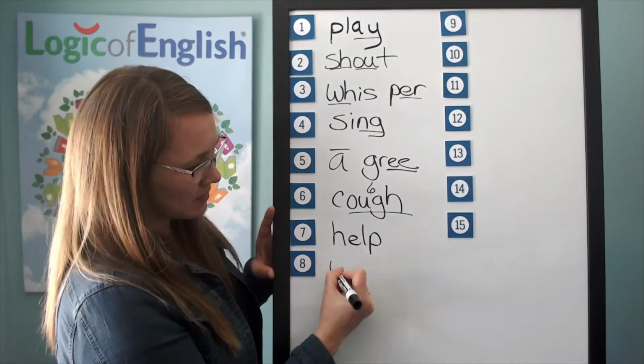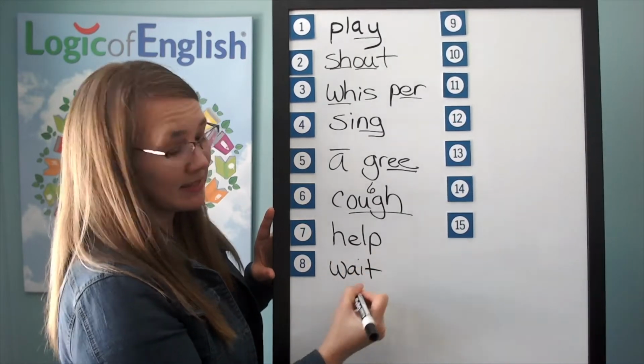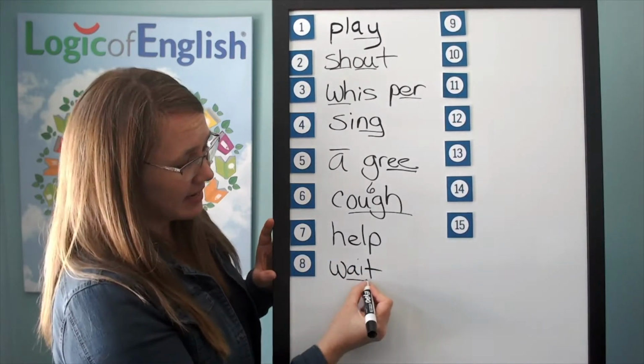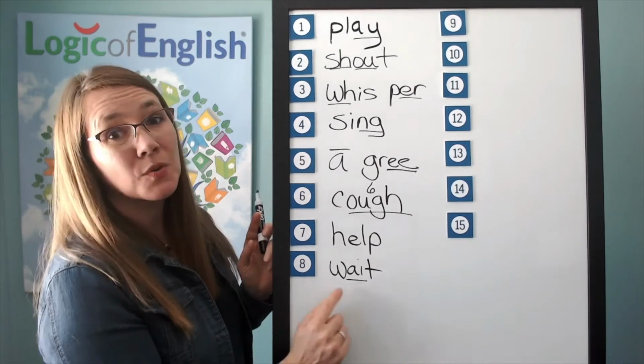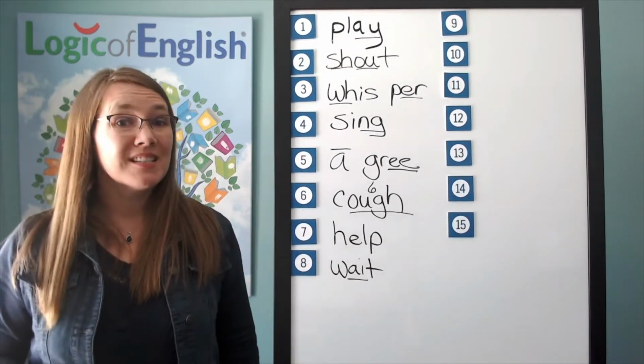And help me to write it. W-A-T. How do you mark it? We'll underline the A. Let's read it. W-A-T. Wat. The next word is touch.